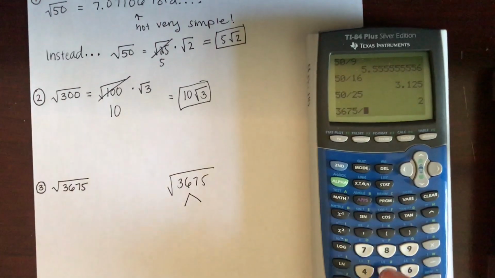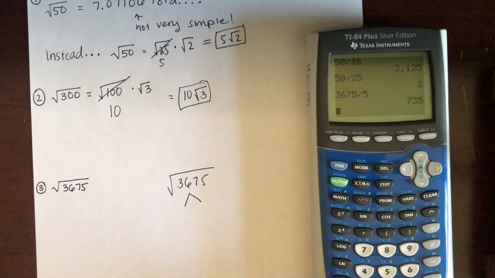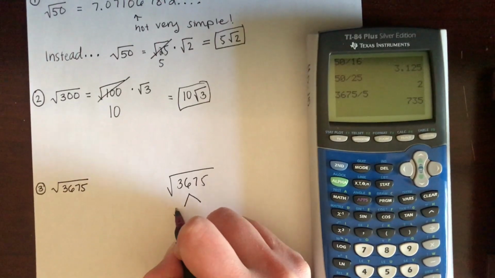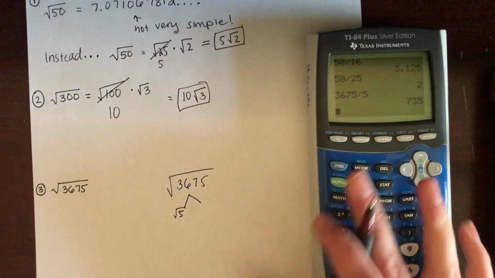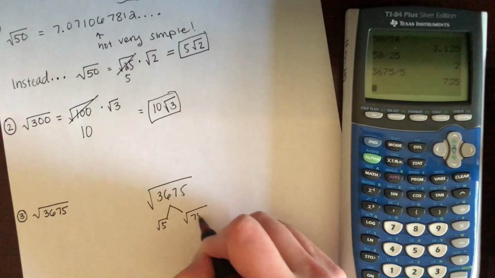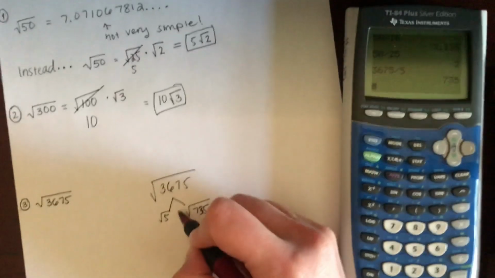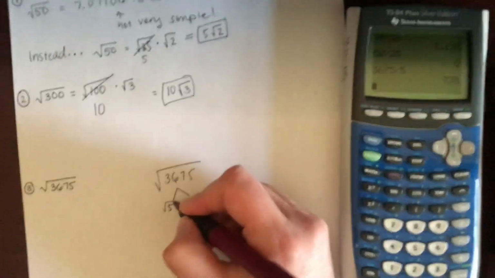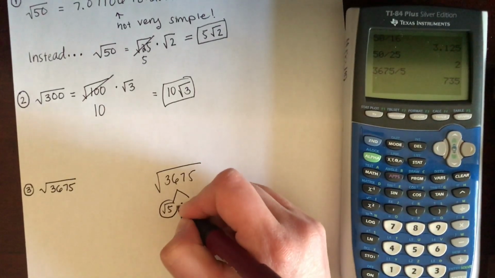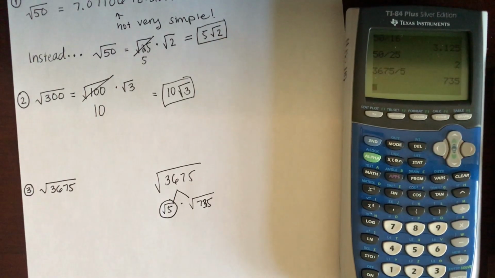3675. Let's try an easy number like 5. Awesome. 5 goes in, and so does 735. So I found two numbers that multiply back to what I started with. Now, square root of 5, I don't have any factors of that besides 5 and 1, so I'm stuck at the square root of 5. I cannot simplify that anymore. I can't find any products besides 5 and 1. So I'm just going to circle that so that I know I have to stop at that branch.